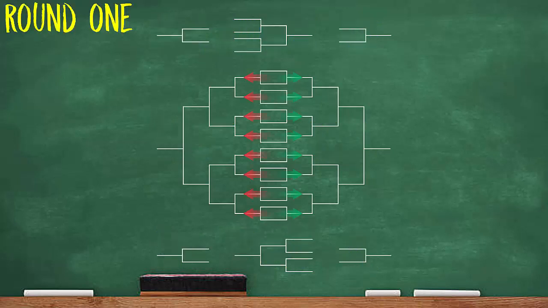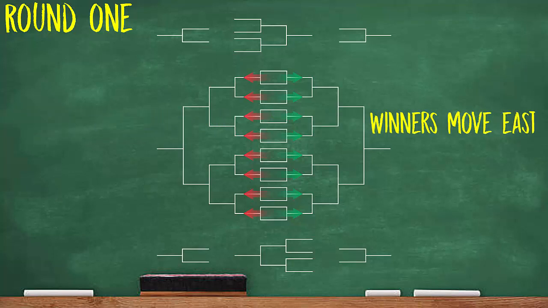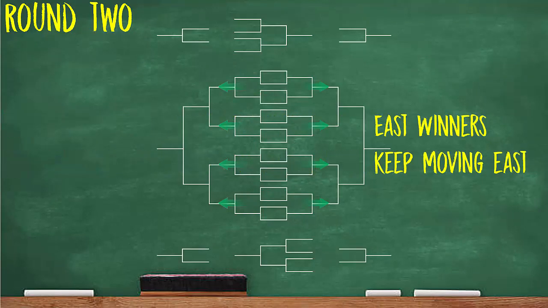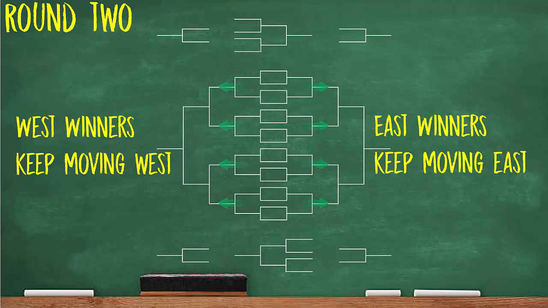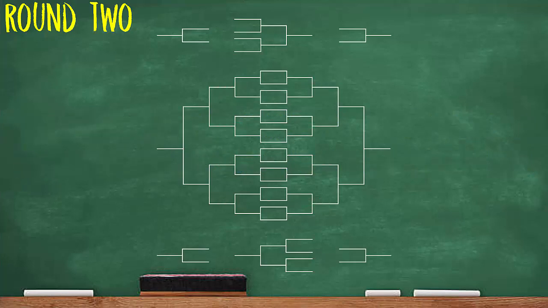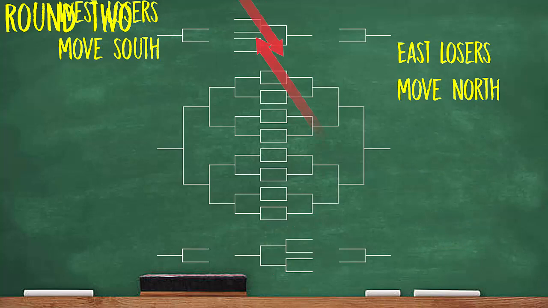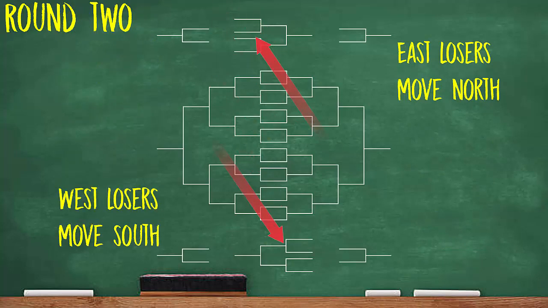In round one, everyone starts in the middle. The winning players or teams move to the right into the east bracket, and the losing players or teams move left into the west bracket. In round two, as you would expect, the east bracket winners keep moving east, and the west bracket winners keep moving west. But the losing players in the east bracket move up into the north bracket, and the losing players in the west bracket move down into the south bracket.